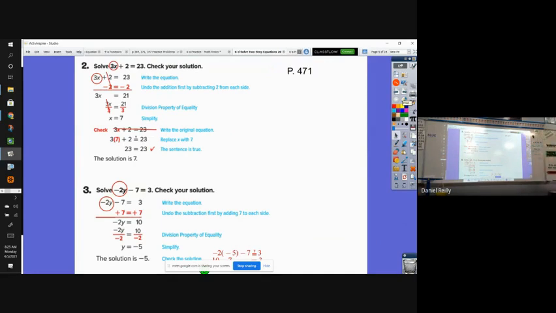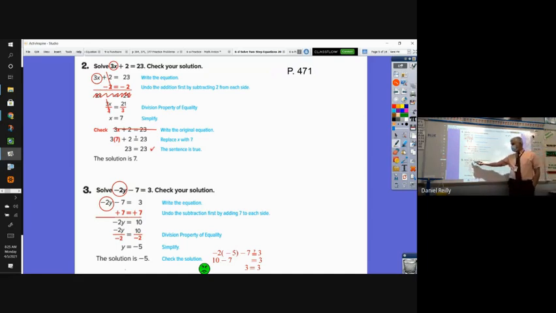Two more examples done out in the book. Okay? Two more examples. So 3x plus 2 equals 23. Undo the addition by subtracting. Again, you don't have to write this equation twice here. If your answer is 3x equals 21, then you just do the division right under that. And you get x equals 7. And the check. I'm going to do one of these alone here in a second, okay?